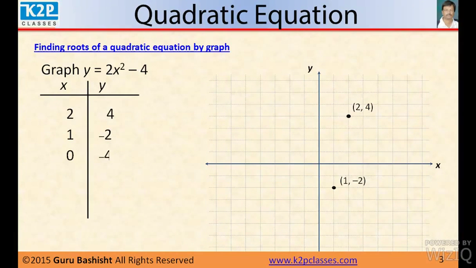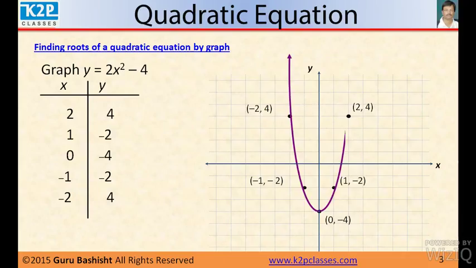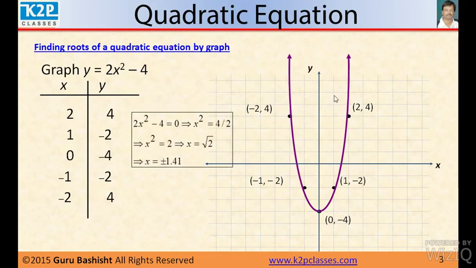Similarly, we can plot the graph. After plotting the graph, we see that this curve cuts the x-axis at these 2 points, here and here, and we can see the answer should be somewhere around 1.4 by estimation. If we solve this quadratic equation, 2x square minus 4 equal to 0, that is x square equal to 2 and x equal to plus minus root 2. So, x equal to plus minus 1.4. This is called the graphical method of solving a quadratic equation.